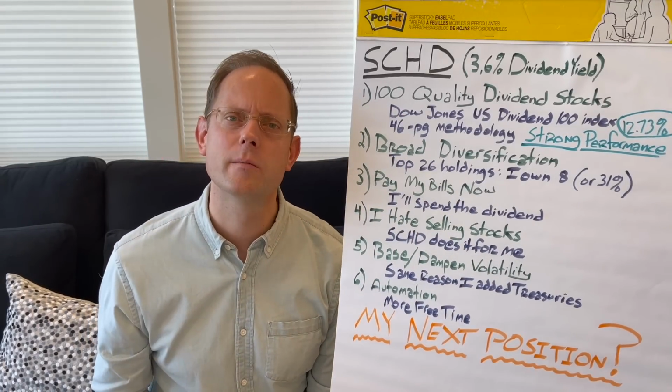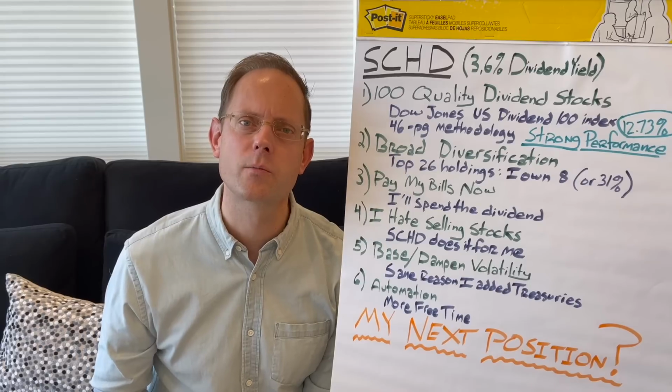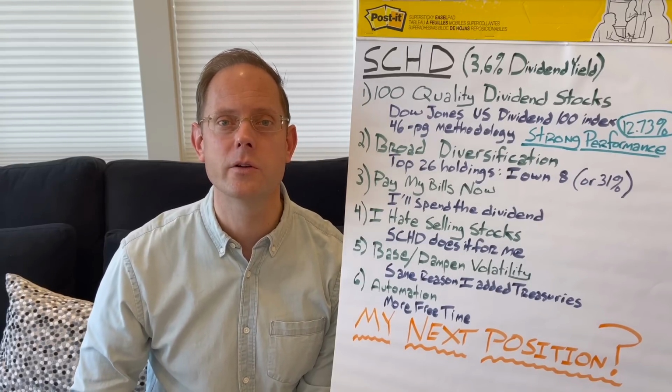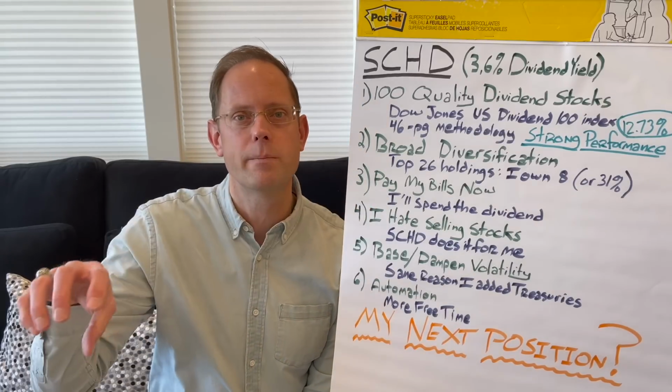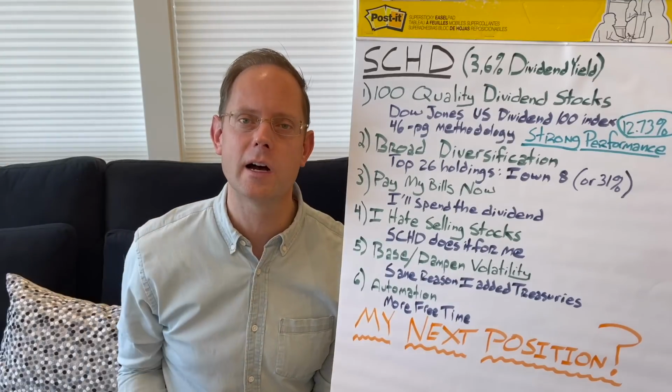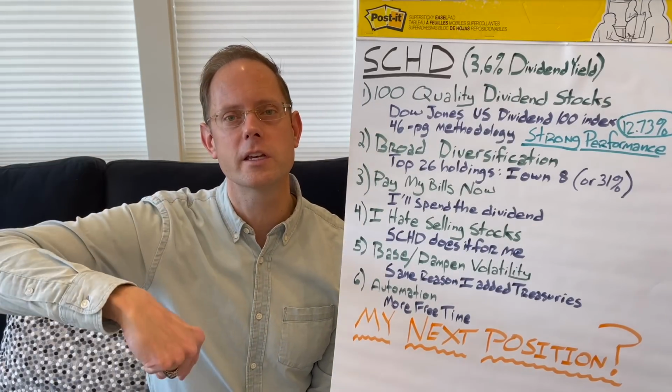I could see it becoming maybe 10%, 20% of the portfolio over time with net new capital, and it would sit there with my treasuries and perform a really solid function as the base of the portfolio with the individual stocks sitting on top. Let me know what you think in the comments below.